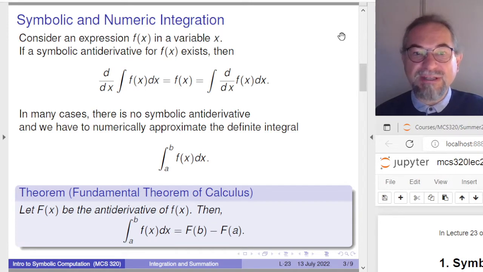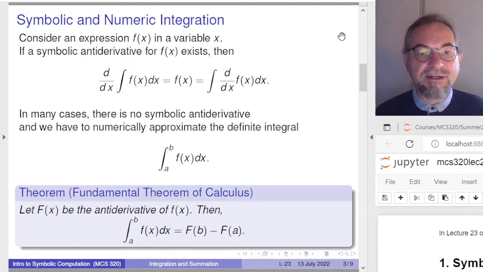However, in many interesting cases, there is no symbolic antiderivative, and we have to numerically approximate the definite integral. In case there is a symbolic antiderivative, then we can apply the fundamental theorem of calculus to evaluate the integral by the evaluation of the antiderivative at the bounds of the integration interval.